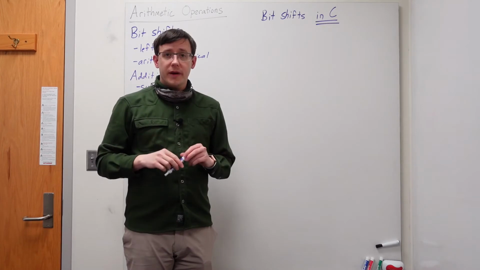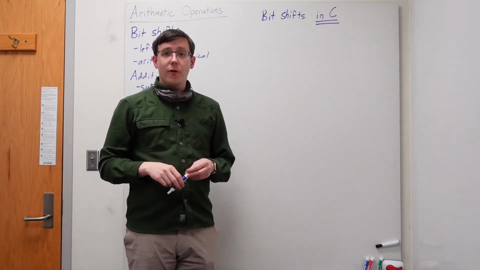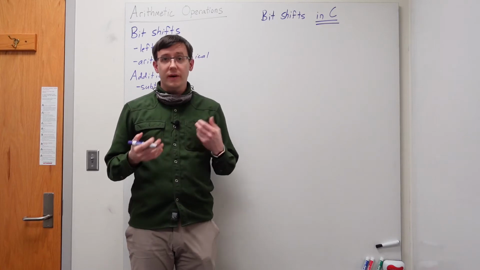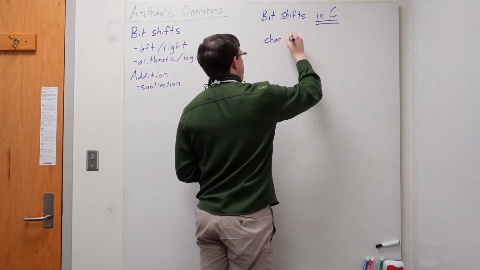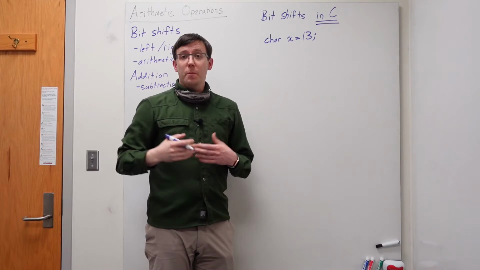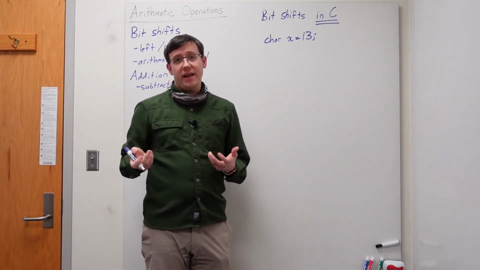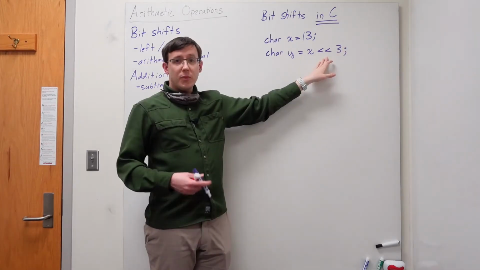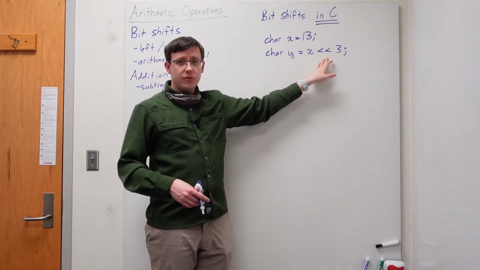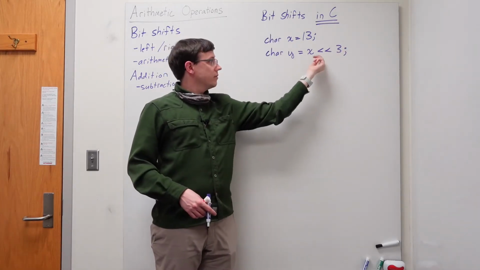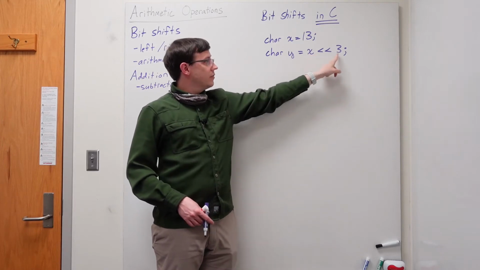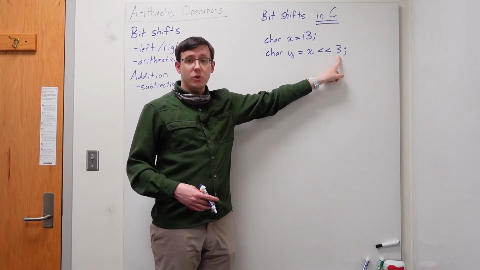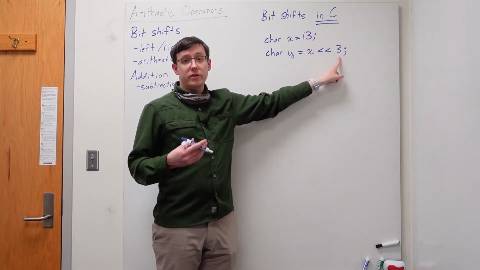The C programming language has operators for performing bit shifts. If we declare a variable of one of our integer types, then we can perform bit shift operations on that value. This operation performs a left shift, indicated by the direction of the chevrons, and it shifts by 3 places. So this is equivalent to multiplying by 2 to the third.